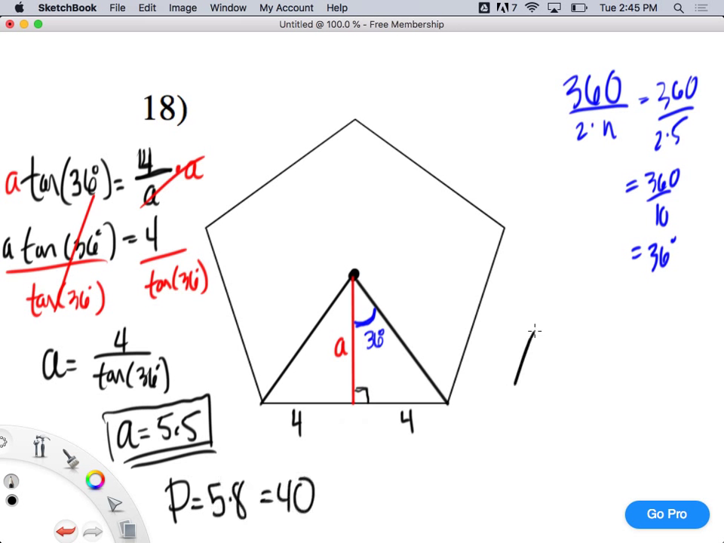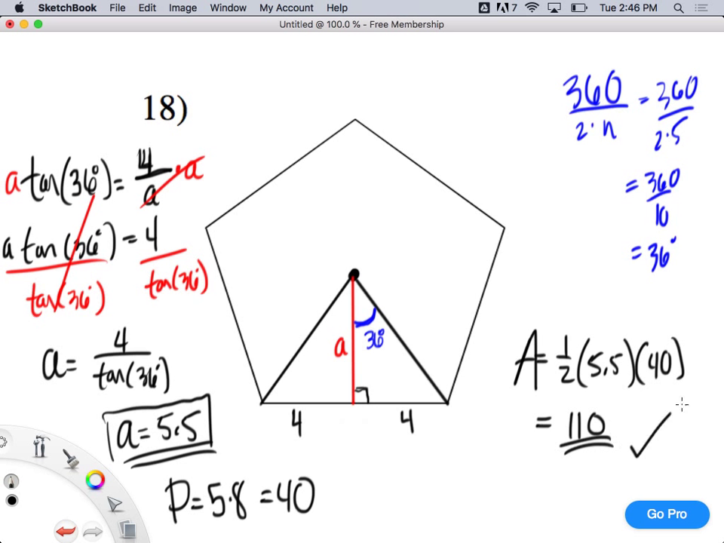Therefore, the area is 1/2 the apothem, which is 5.5, times the perimeter, which is 40. 40 divided by 2 gives 110. And you're done. Okay? That's difficult. Is the rest of this homework? Yes. It's so complicated.